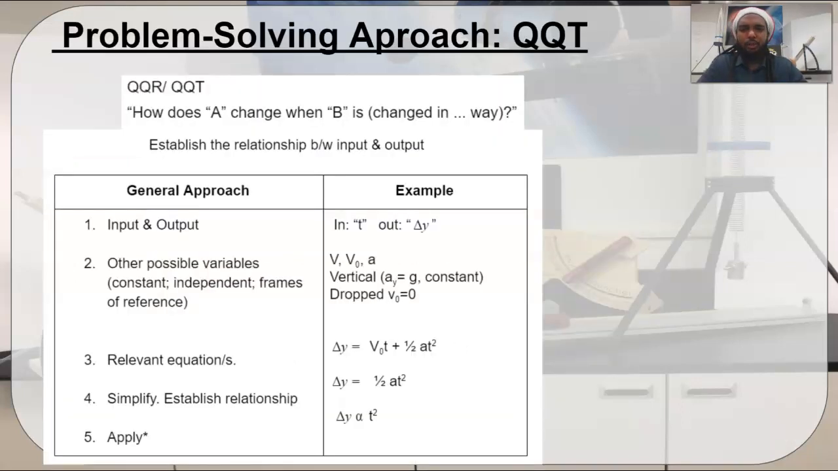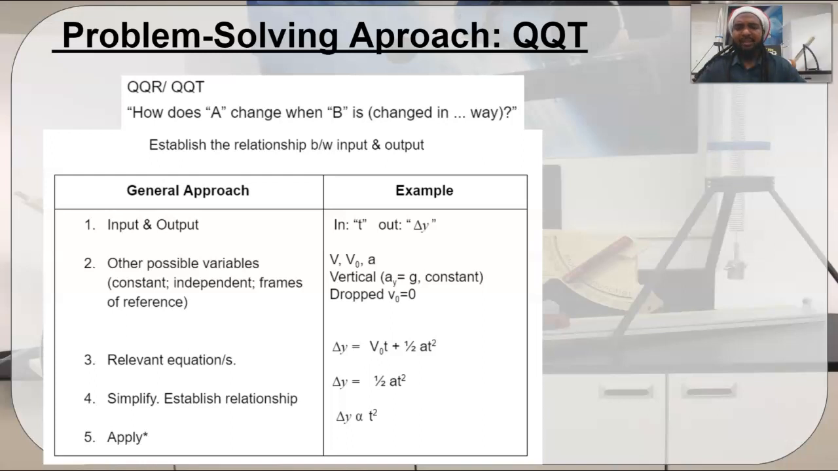This is a QQT, QQR question. The format of a QQR or QQT question is basically, if A changes in this way, or if B changes in this way, how will A change? If X changes in this way, how will Y change? So it's all about a relationship between an input and an output. This is the general approach that I suggest to my students.